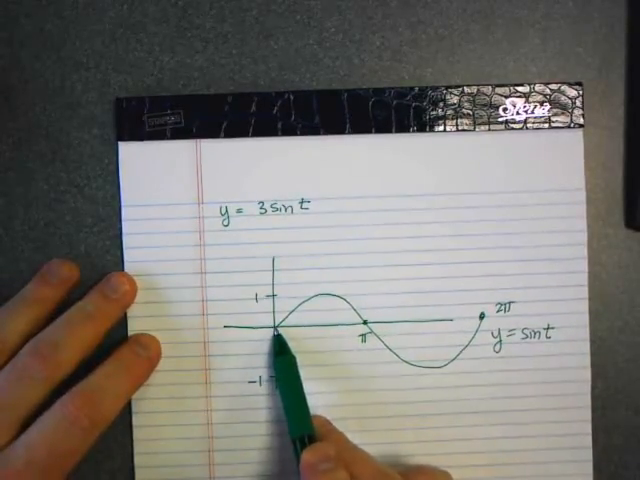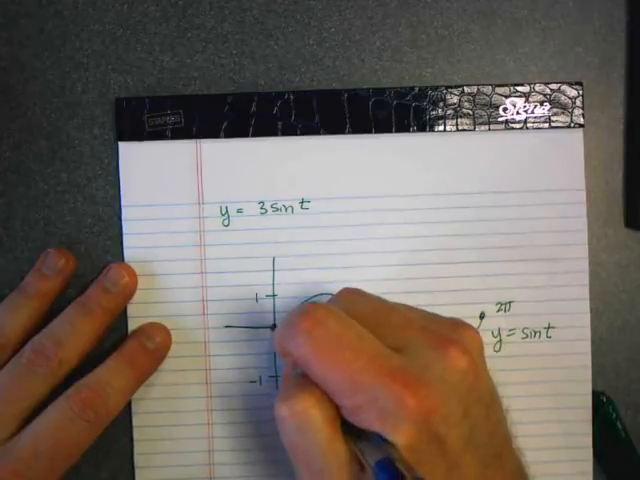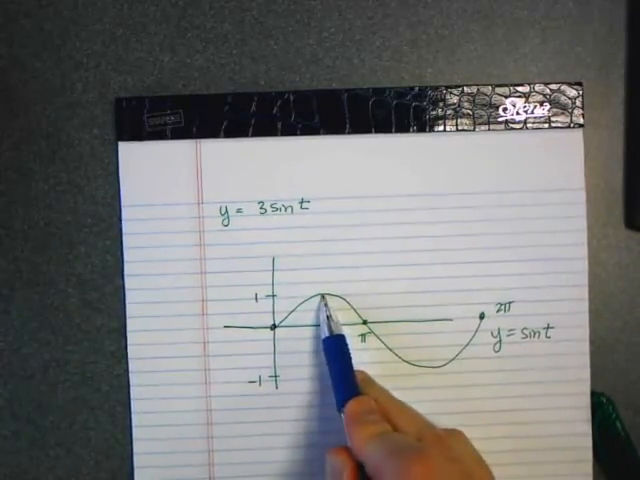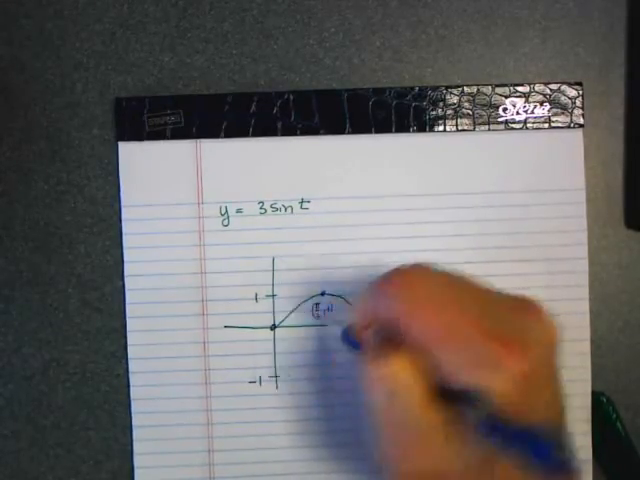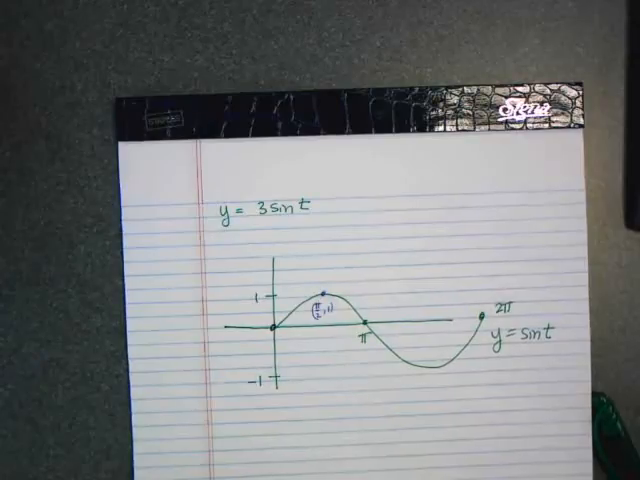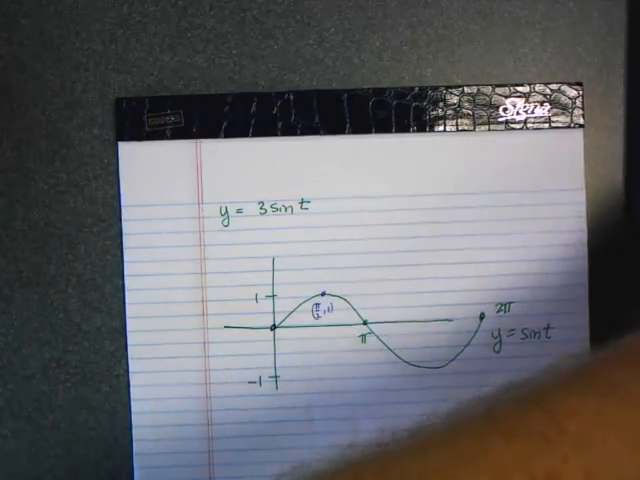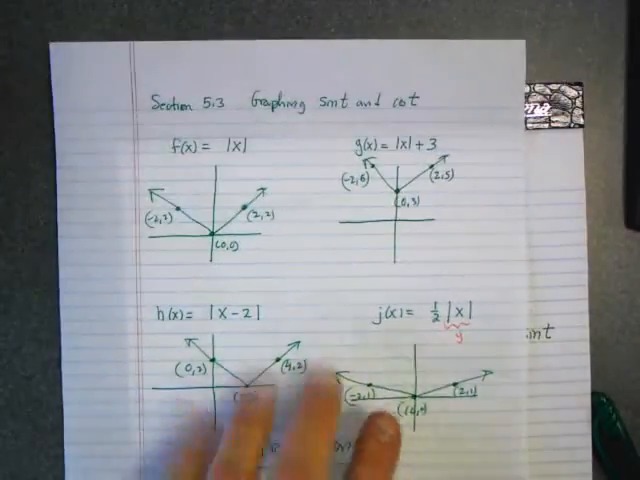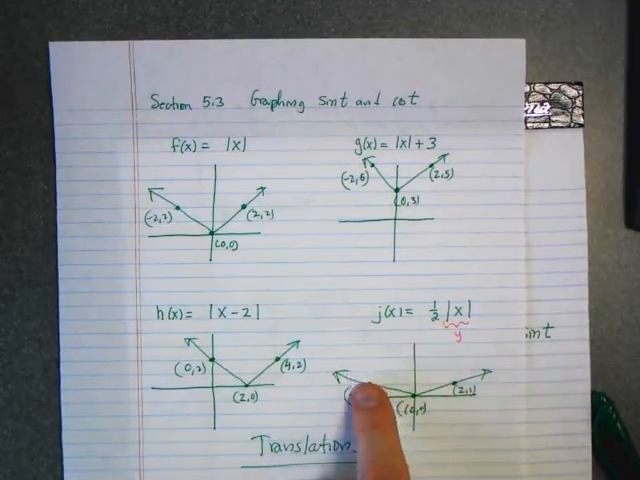So instead of having the point 0, 0, if I multiply everything by 3, I'm going to have 0, 0. 0 times 3 is still 0. Instead of having this point right here, this is the point pi over 2 comma 1, what am I going to have? It doesn't multiply both the x and the y. It only multiplies one of them. It's pi over 2 comma 3. It's just like this one that we did a few minutes ago. When I put this 1/2 here, it only changed the y numbers, not the x numbers.